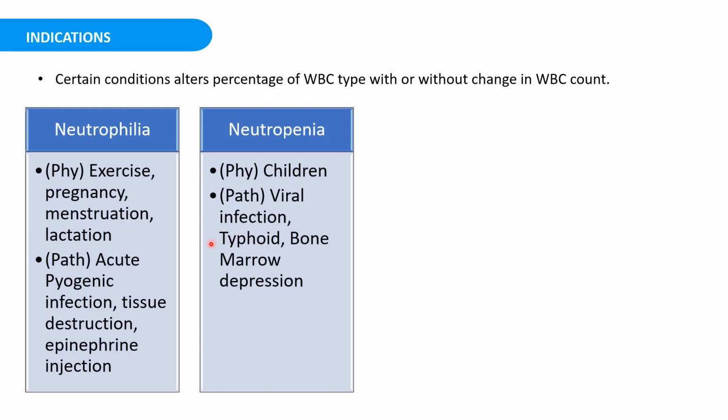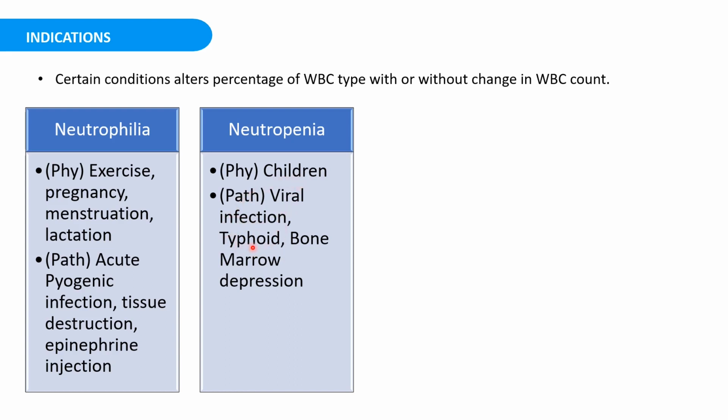Another most important condition is typhoid. This is the single most important criterion to identify typhoid. If the person is having diarrhea and vomiting and the neutrophil count is low, there are high chances that the person is suffering from typhoid. You can do the Vidal test also, but usually we get an indication that the person has typhoid if there is neutropenia with abdominal pain, diarrhea and vomiting. If there is bone marrow depression, then also the neutrophil count will decrease. But the most important are viral infection and typhoid. So neutropenia is found in viral infection and typhoid.